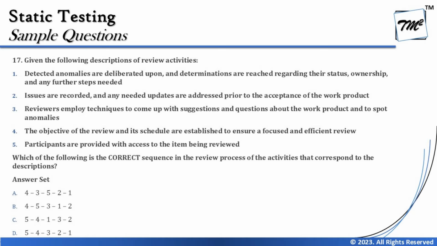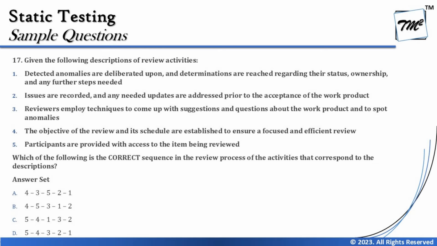So of course, in this particular list of activities, the first item should always be that the objective of the review and its schedule are established, which is number 4. Then after that, once the planning or schedule and other things are set up, the participants are distributed with the documentation to go through, which is the review initiation phase.